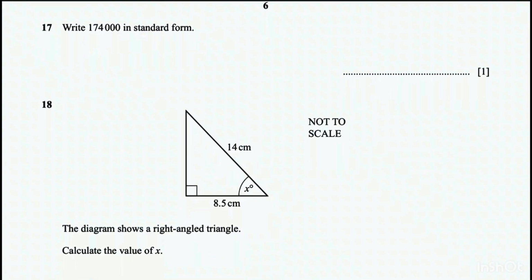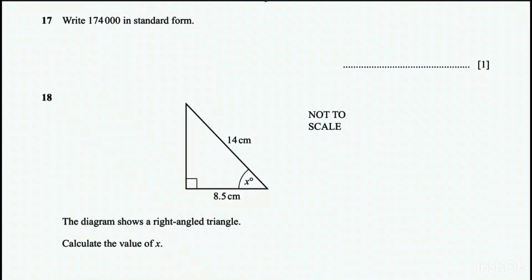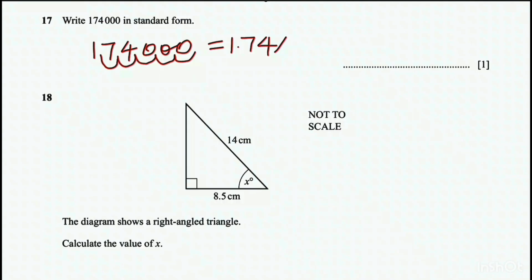Now the next part is we have to write 174,000 in standard form. We have to bring the decimal from the right side after the last 0 to after 1. So how many digits do we have to move? 1, 2, 3, 4, 5 digits. So we write 1.74 times 10 raised to the power 5, and we write it in the place where the answer has to be written.